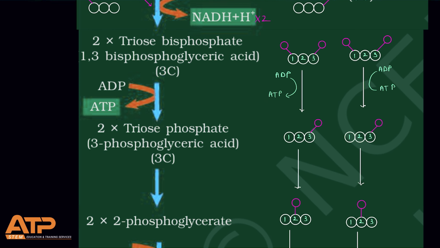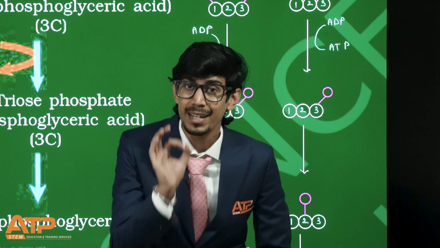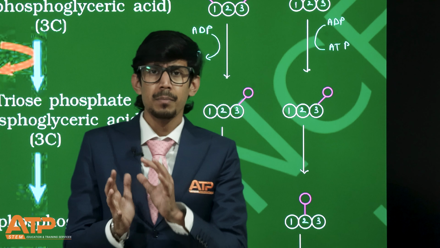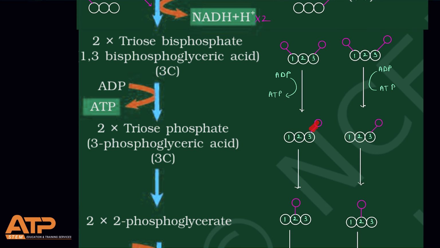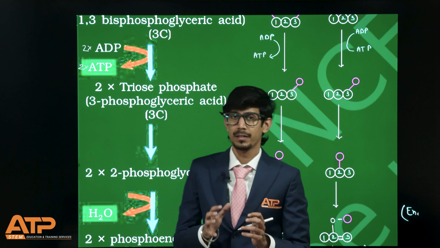Now this triose phosphate still has a phosphate attached at the third carbon, so it's called 3-phosphoglyceric acid. Now the next reaction is basically a mutase reaction. This phosphate moves from the third carbon to the second carbon. That's the only thing happening in the next step. So from 3-phosphoglyceric acid, we get 2 molecules of 2-phosphoglycerate, that is glyceric acid.